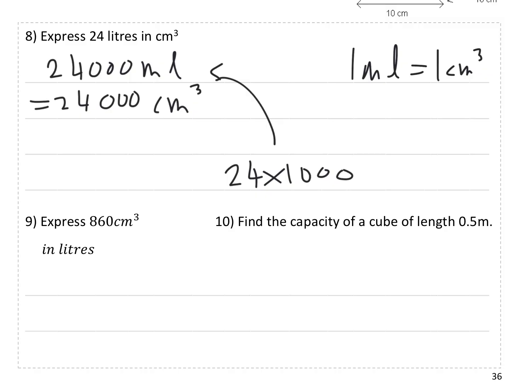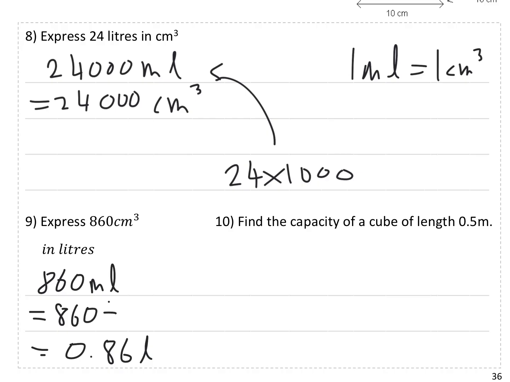Example 9. Express 860 centimetres cubed in litres. Well, every centimetre cubed is equivalent to 1 mil. So 860 centimetres cubed is 860 mils. And we know that 1,000 mils make up a litre, so that would be 0.86 litres. How did I do that? I got the number of mils and I divided it by 1,000, because 1,000 mils make a litre.